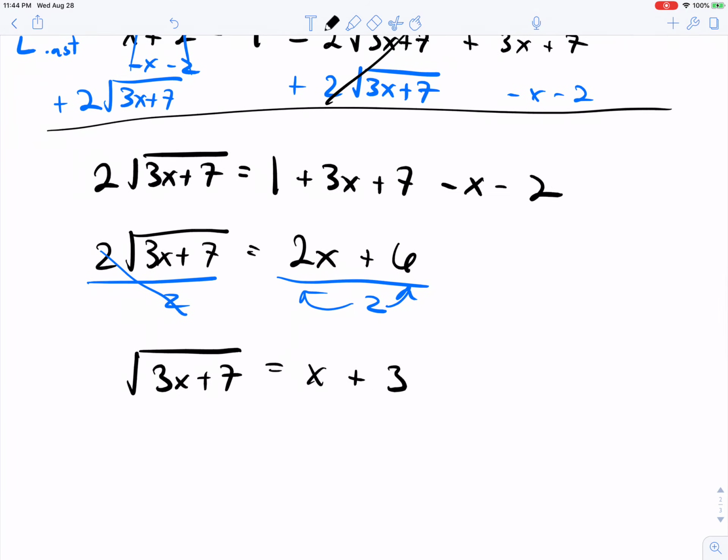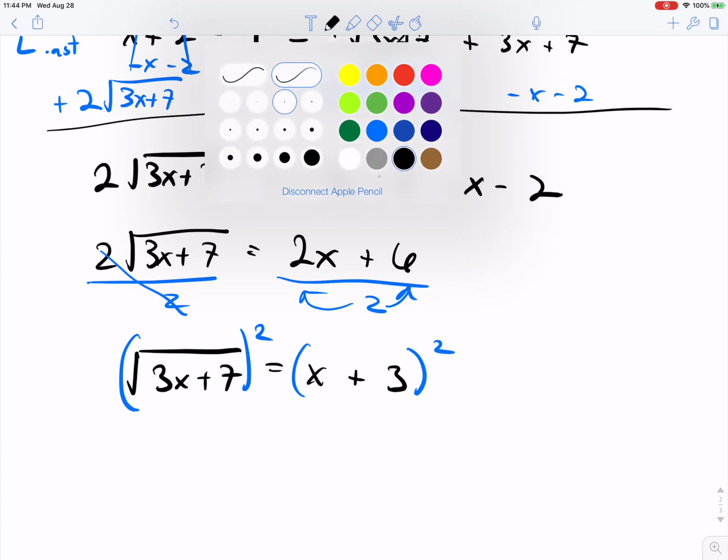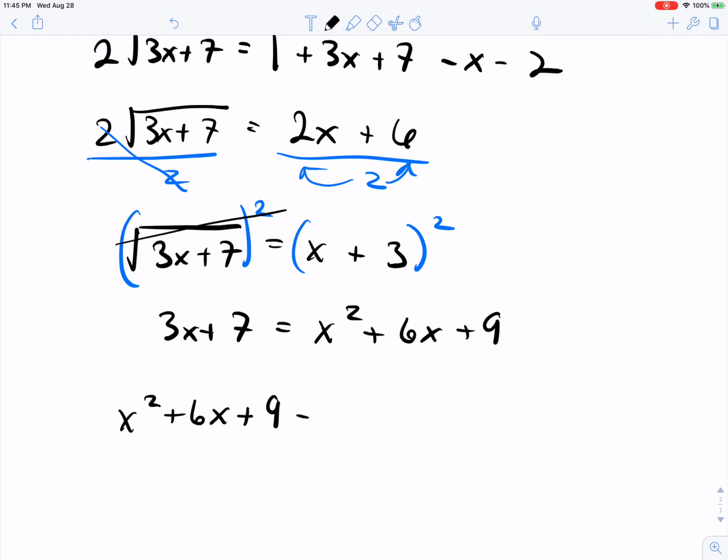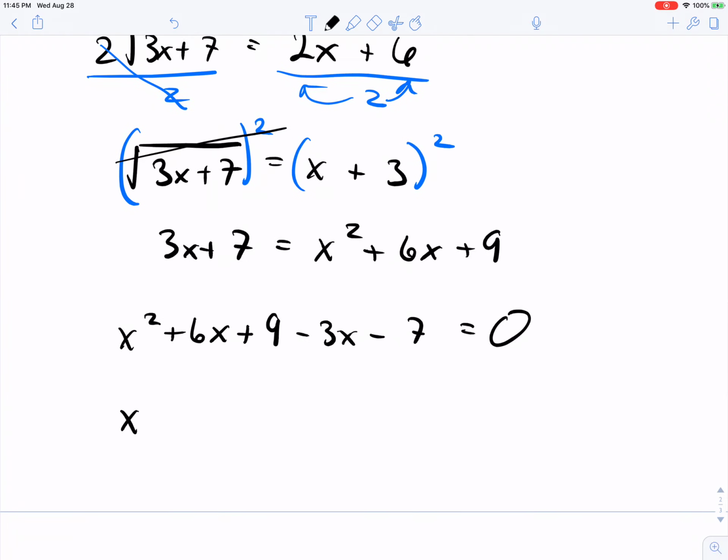So now this should look familiar. After all of that, we were able to get rid of one radical, so we just do it again to get rid of the second one. We square both sides and solve. Those cancel. We're left with this. This becomes x squared plus 6x plus 9. I'm going to set it to 0. So we'll get x squared plus 6x plus 9 minus 3x minus 7 equals 0. So then we'll get x squared plus 3x plus 2 equals 0.